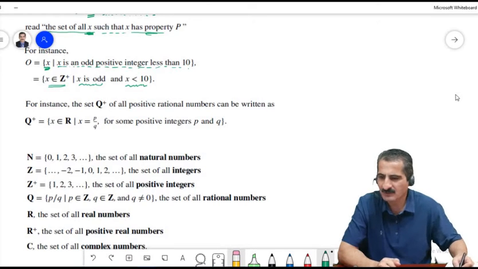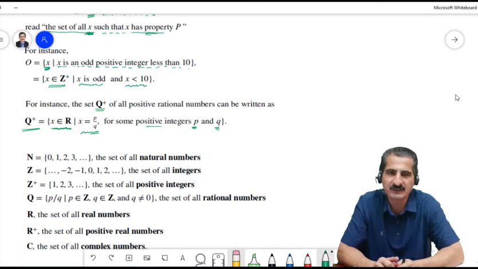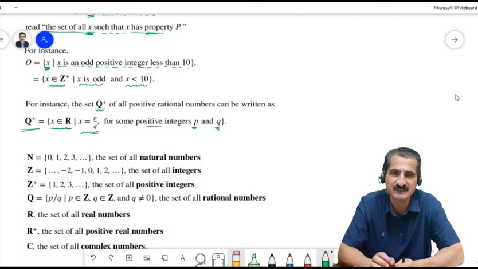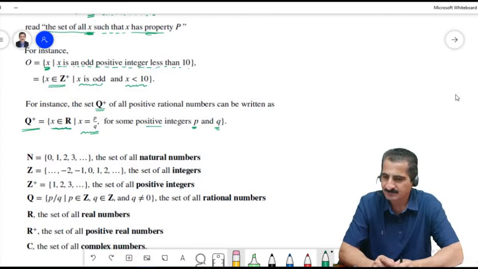Also we can use this way to describe the set of all positive rational numbers. The set of positive rational numbers consists of real numbers x, where x belongs to R meaning the real numbers, such that x equals p over q for some positive integers p and q. So any positive rational number can be presented as p over q, where p and q are integers. And here it is enough to say positive integers.